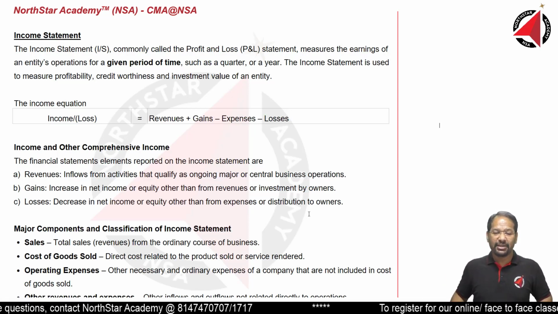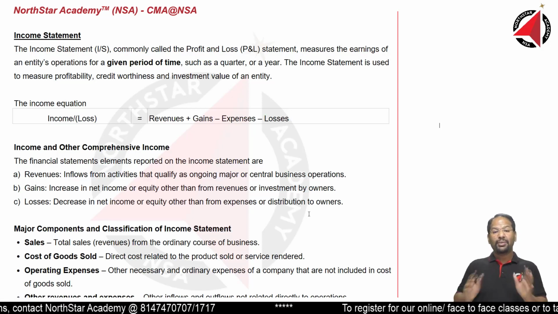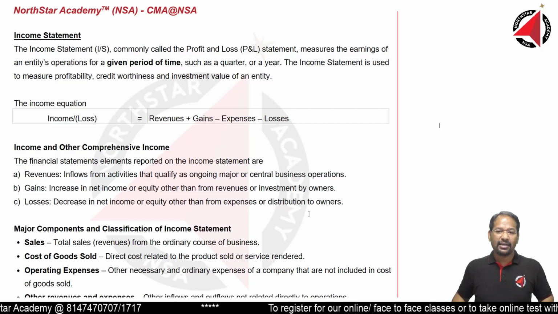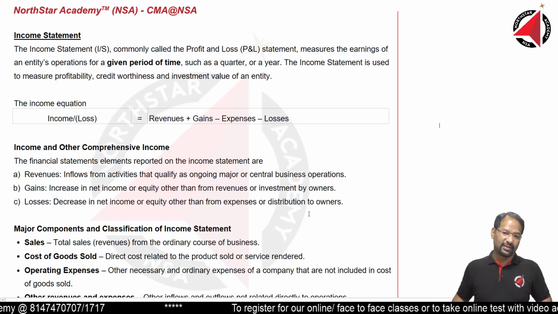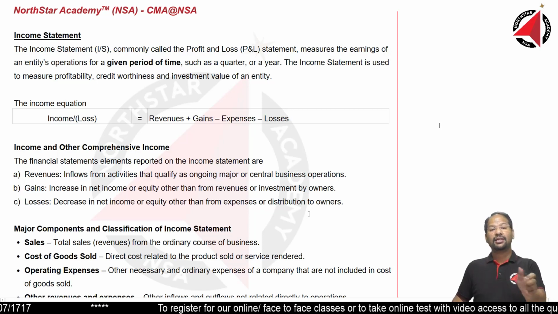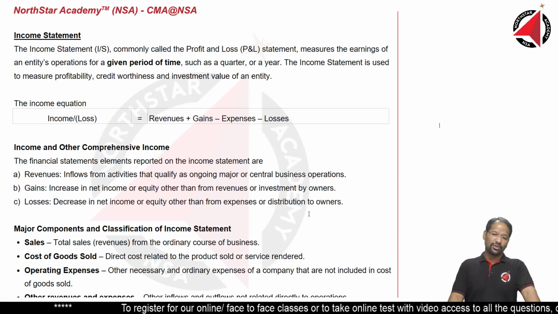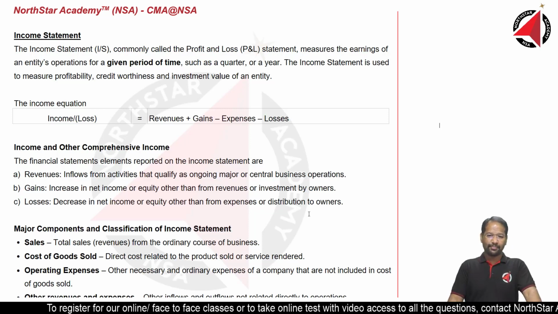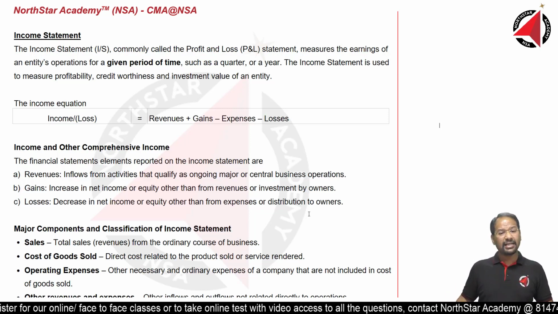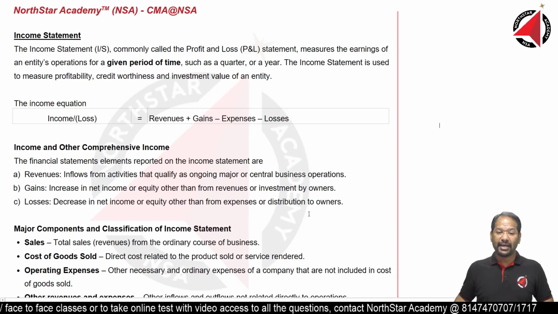The income statement is used to measure what? To measure profitability of the company, the credit worthiness and the investment value of an entity. Basically, you understand the profitability of the company to take various decisions. Should you invest in the company? Not invest? Should you lend? Not lend? How do we calculate? Basic formula: income or loss is equal to revenues plus gains minus expenses minus losses.